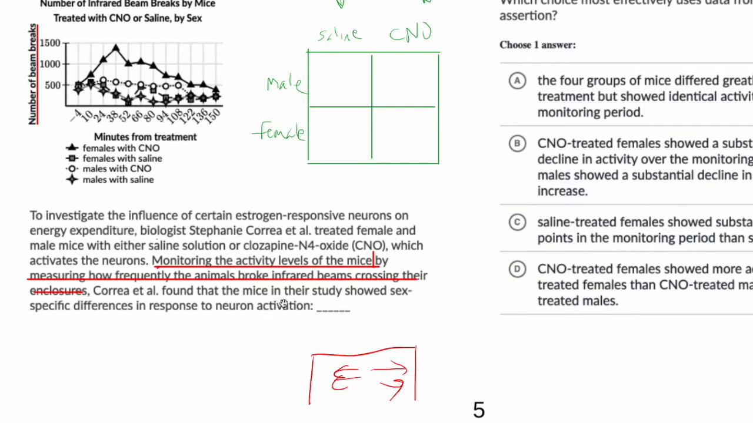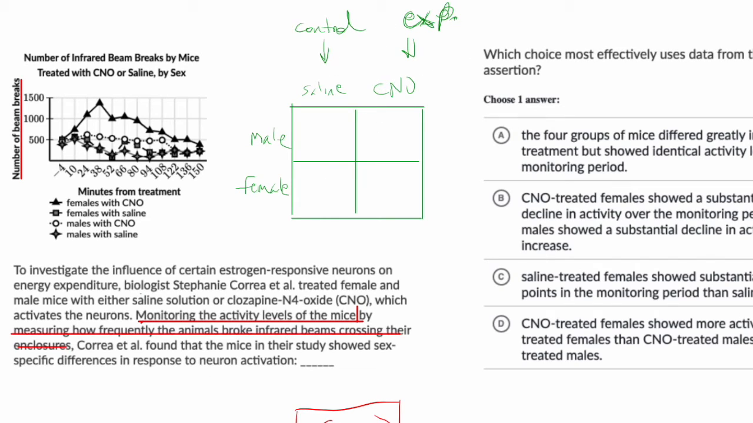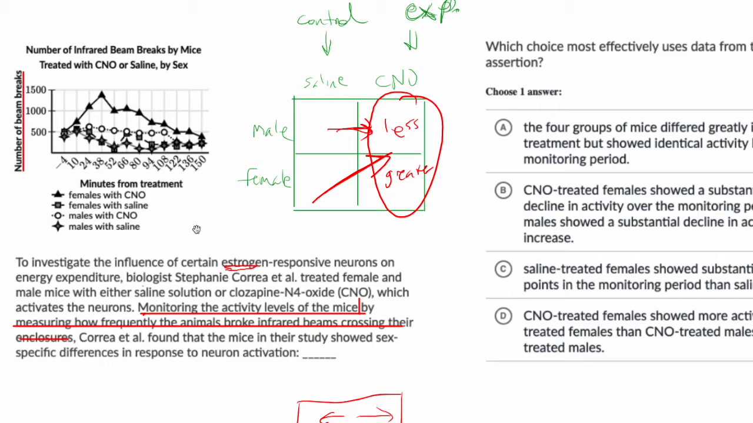And given that there are sex-specific differences in response to neuron activation, that's going to mean sex-specific differences in response to this CNO. And given that estrogen is a female hormone generally, we might expect this to be greater and therefore this to be less: the increase in activation relative to what you find in the control condition. In other words, we would expect this increase to be greater than that increase. Maybe this will be flat and that'll be greater. Something like that.